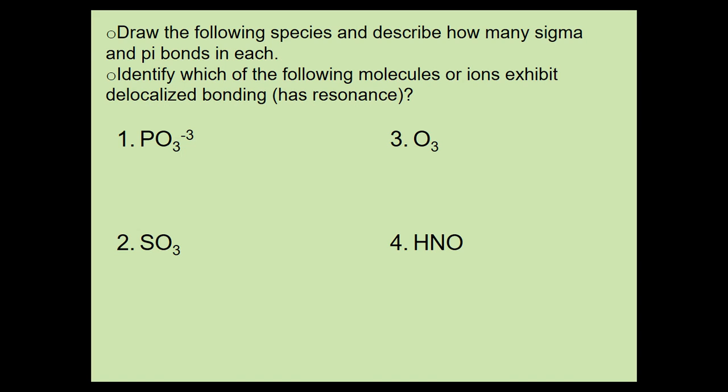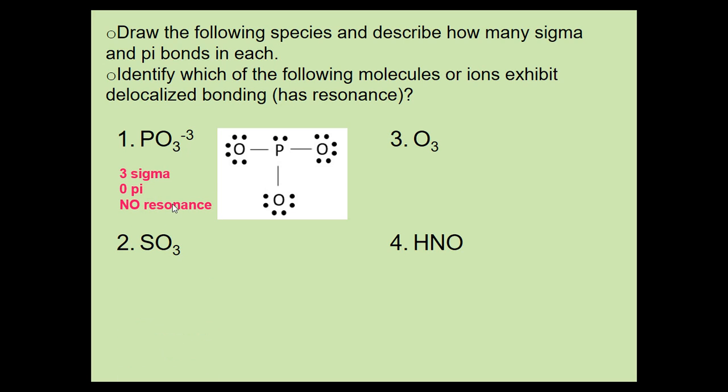All right, so let's draw these. We're going to count how many sigma and pi. We're going to identify which one has resonance. Okay, so PO3 looks like this. There are 3 sigma bonds, and I know that because there's no double bonds present. So there are 3 sigma bonds, and no, there is no resonance because there's no pi bonds to move.